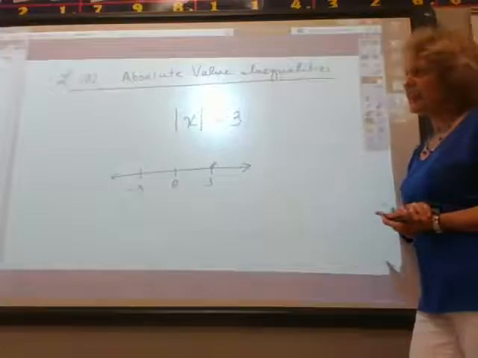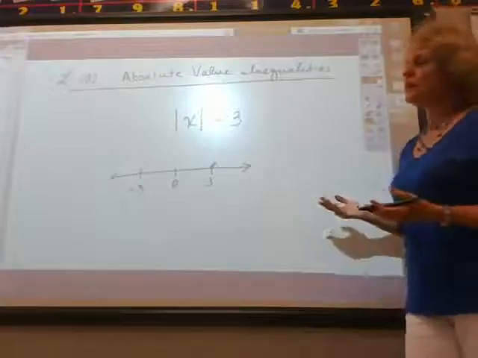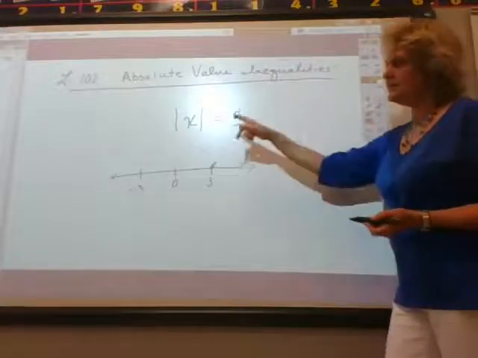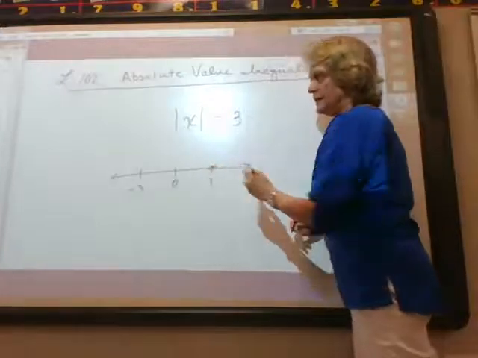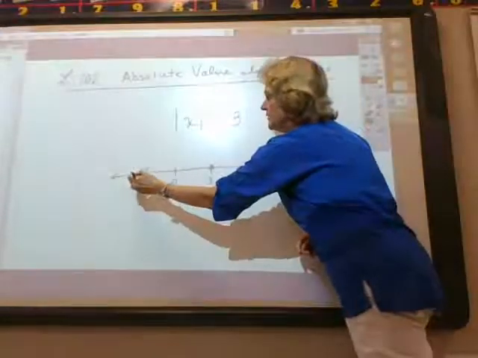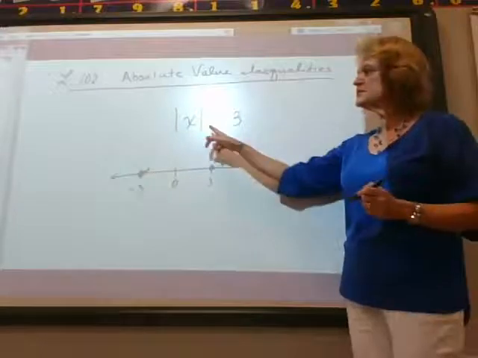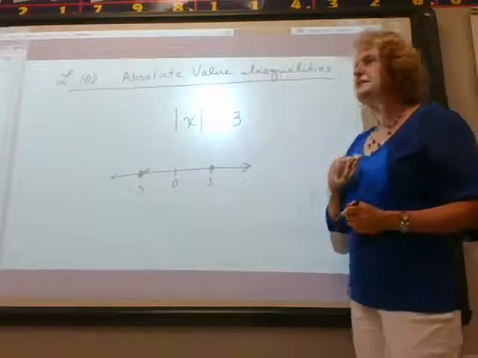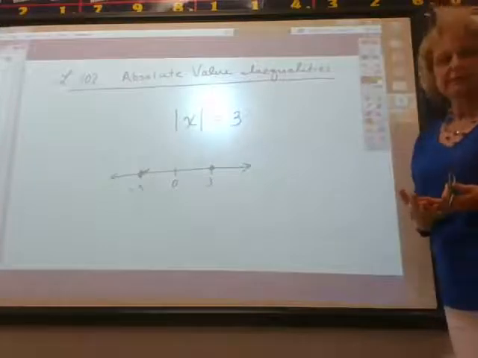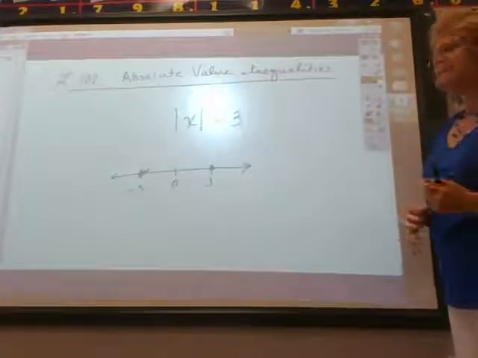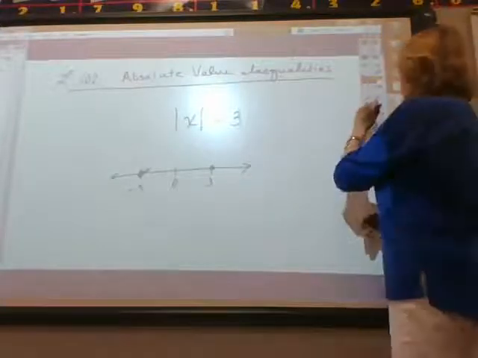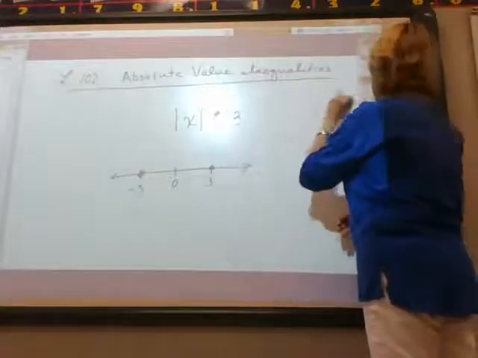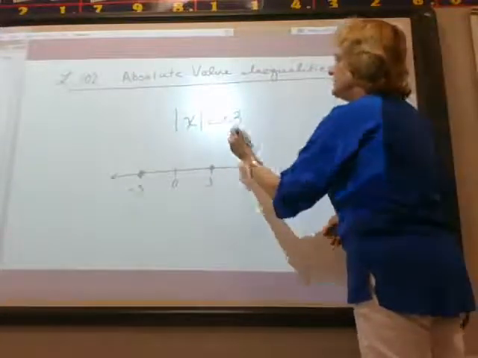Basically, when we talk about the absolute value of x being 3, we know that x is 3, but it could also be negative 3, couldn't it? Isn't the absolute value of negative 3 equal to 3? Absolutely. So this is what we're going to be venturing off from. Instead of equal, maybe we're going to have a less than, okay? So let's think about that.